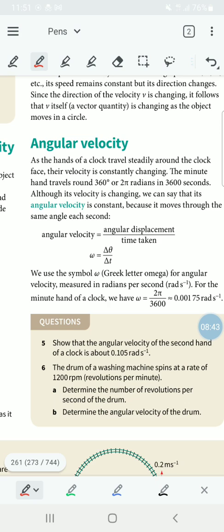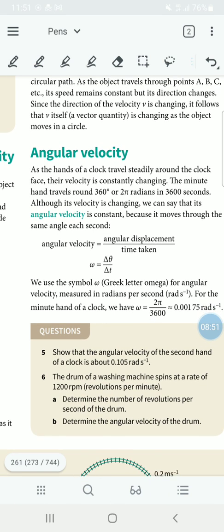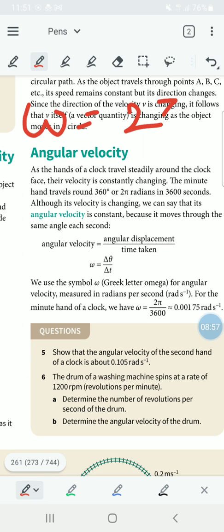Let me do it here. Now the equation is omega equals 2 pi upon T. Omega is what we are trying to find out.